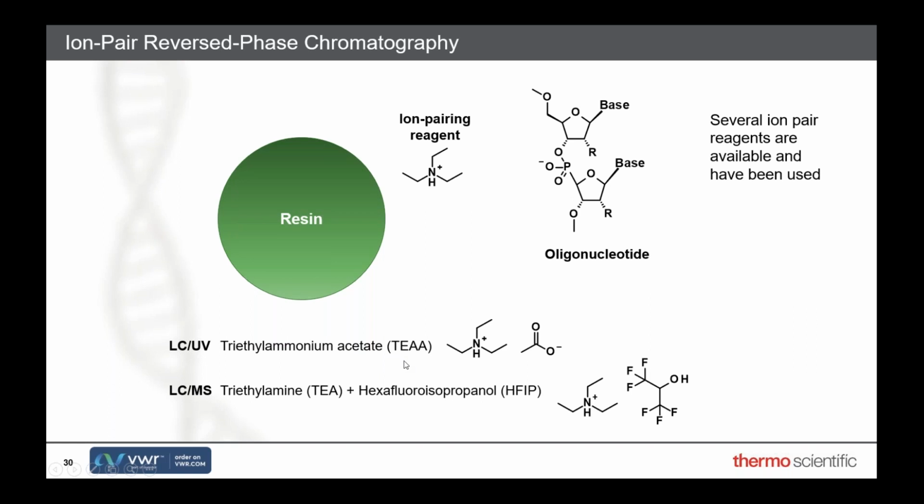We have got differences where we use LCMS. We don't want that much ion pair in there. So you can reduce the ion pair concentration for LCMS by adding a reagent called hexafluoroisopropanol, which I'll name as HFIP for short. And that's what's usually used in LCMS.